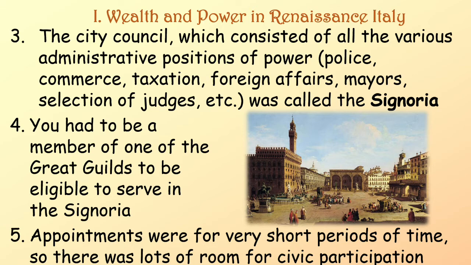The city council in Florence, which consisted of all the various administrative positions of power, you know, the police and the commerce and taxation and the foreign affairs and the mayors and the selection of judges, etc., was called the Signoria. You had to be a member of one of the great guilds to be eligible to serve in the Signoria. Appointments were made for very short periods of time, and we'll talk about why in a minute. Because appointments were so short, there was lots of room for civic participation among many people.